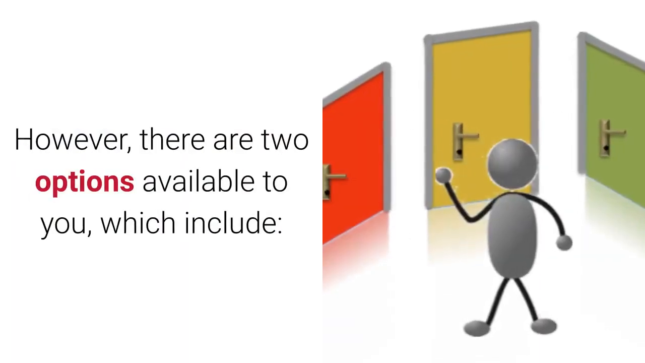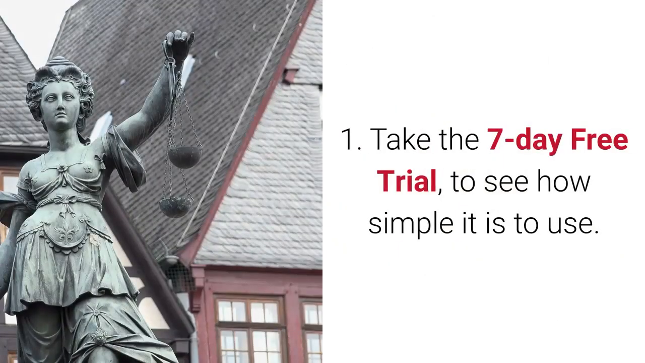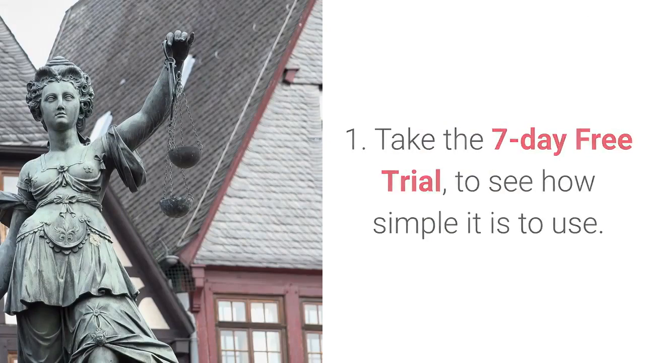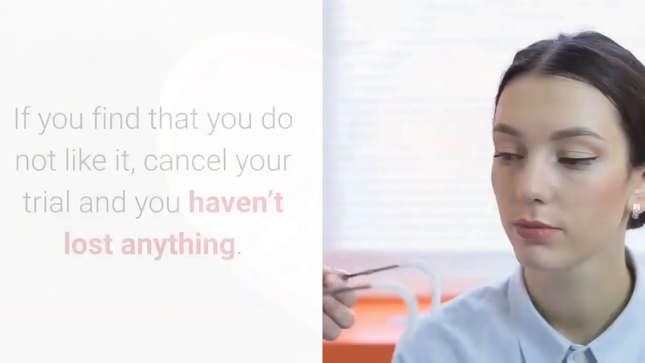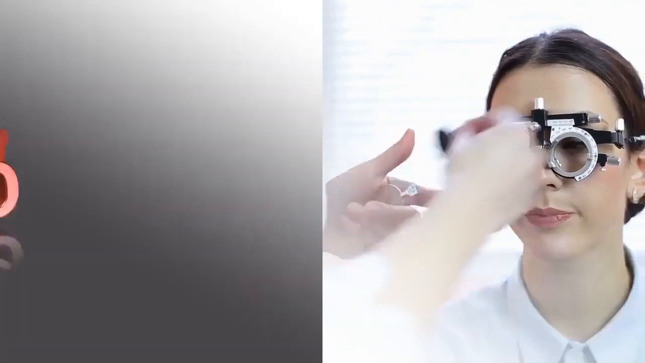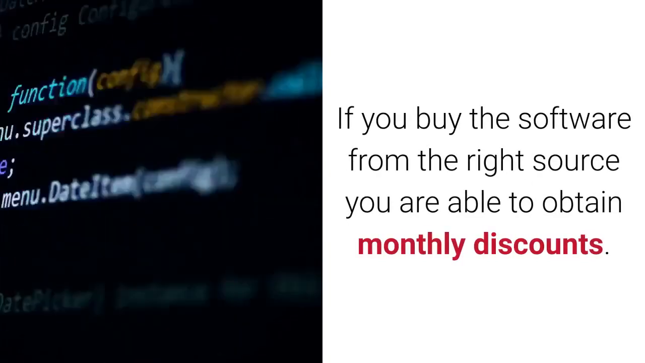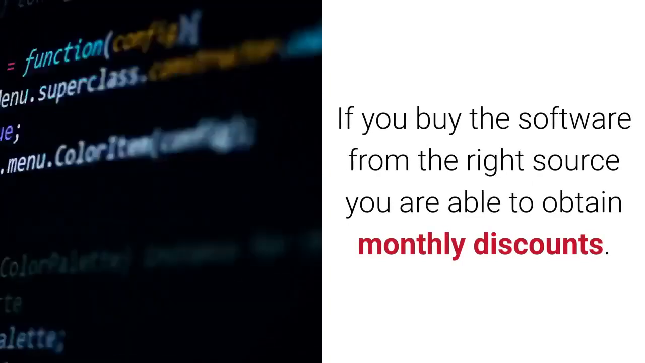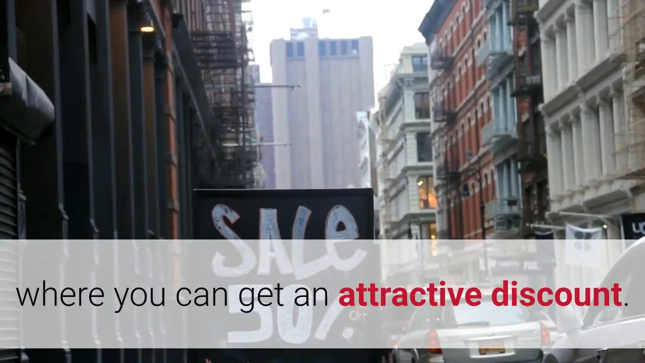However, there are two options available to you, which include: 1. Take the 7-day free trial, to see how simple it is to use. Ensure that you actually make use of it over these 7 days. If you find that you do not like it, cancel your trial and you haven't lost anything. 2. Look for a discount. If you buy the software from the right source you are able to obtain monthly discounts. While these offers may come and go, there are places where you can get an attractive discount.